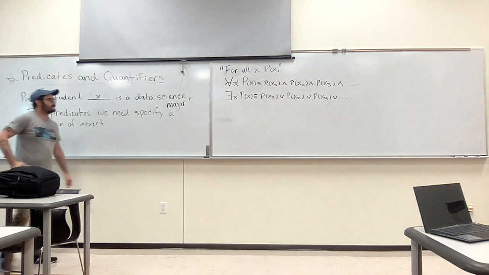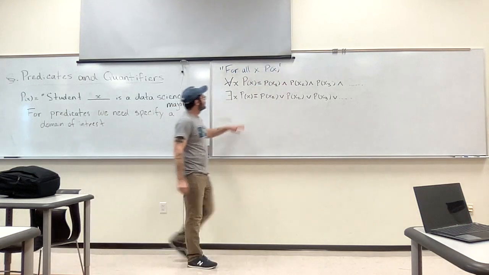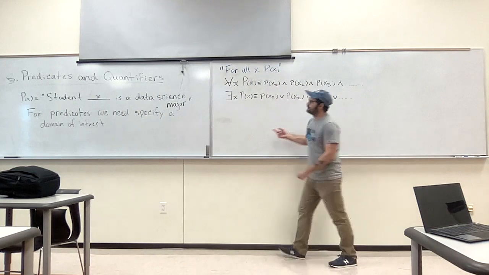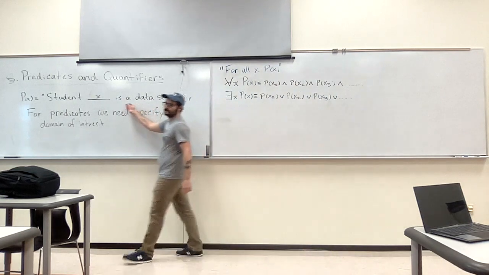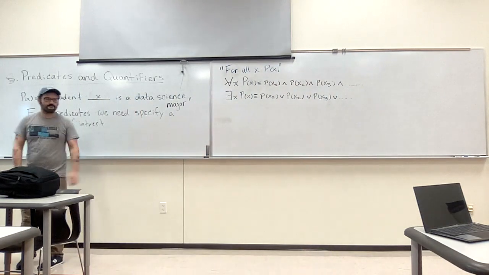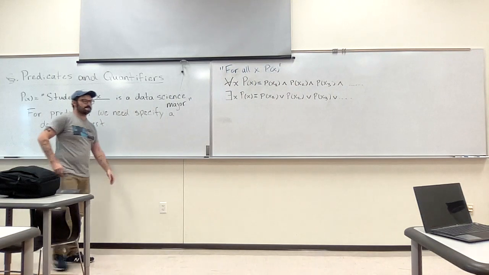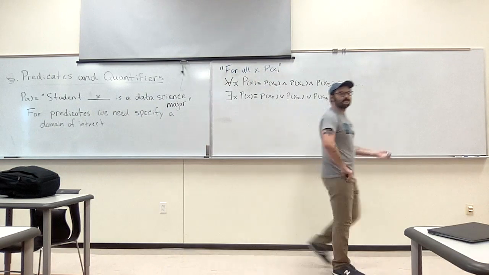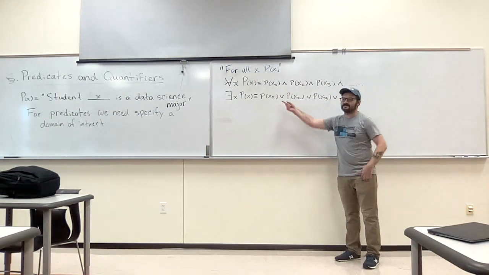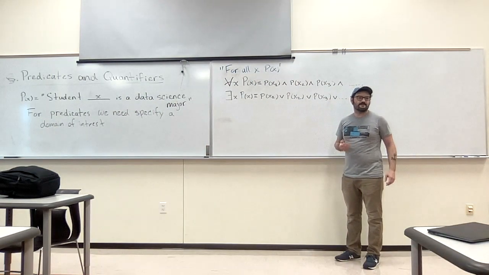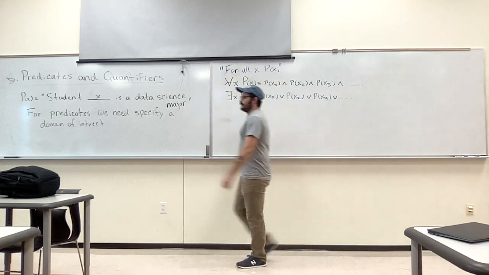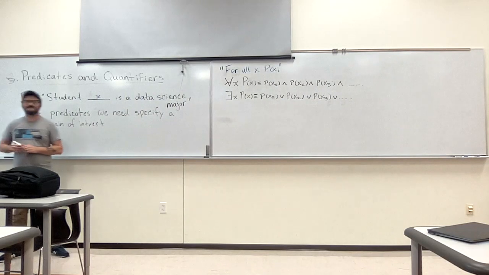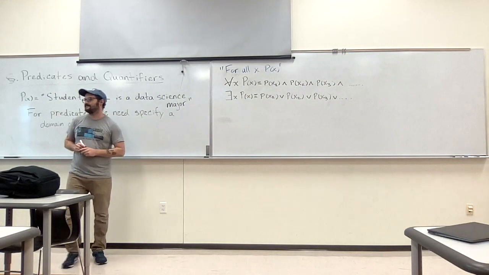Okay. Now, what about this one? We don't know what it's called yet, but for this predicate, only one of them is true. So what would this evaluate to be for this class? True. True for this class, because there's at least one data science major in here. So the E stands for exemplar or exception.